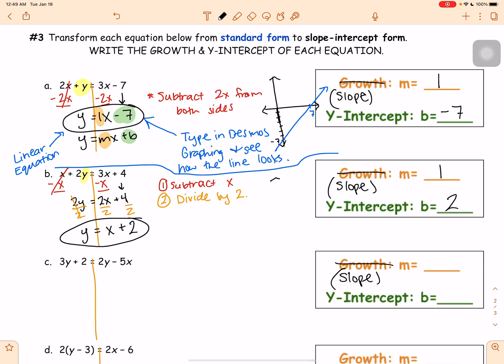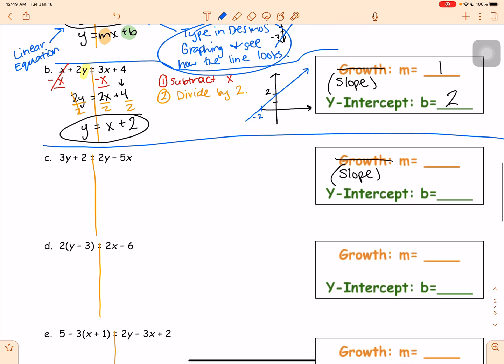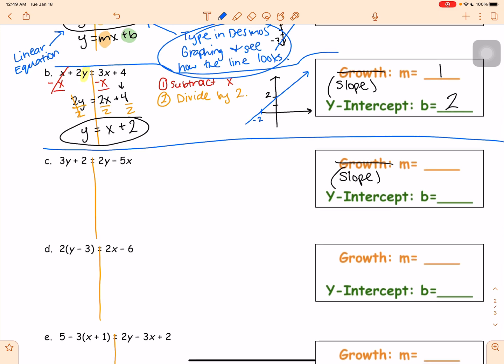So if you wanted to see a sketch of this one, it's going to cross at positive 2 here. And again, your slope is just 1, so that means it's going to be going up 1 over 1 every single time. So it's like a perfect diagonal line if you wanted to think of it that way. So this here would cross at negative 2. It'll keep going on forever. Okay. Again, type that into Desmos to see what it looks like. Okay, Desmos graphing is an awesome tool for you guys to learn what a line looks like on a graph.